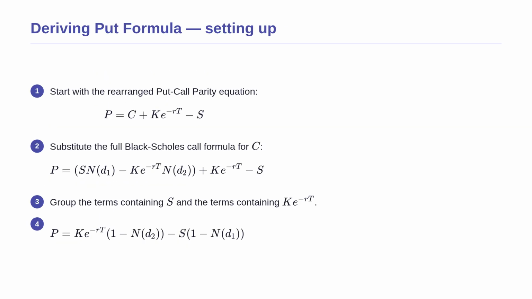Now that we have used the parity equation to find a specific price, let us use it to derive a standalone formula for any put option. We are setting out to express the put price entirely in terms of the original 5 variables. We start with our rearranged parity equation and substitute the massive Black-Scholes formula directly in place of the call price, C. Next, we perform some algebraic rearrangement. We group the terms containing the discounted strike price together and the terms containing the stock price together. Factoring these out makes the expression much cleaner and sets us up for a final mathematical trick.